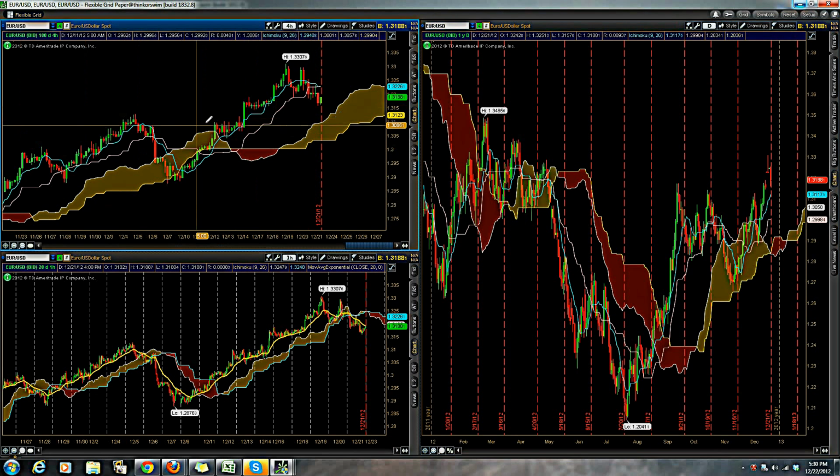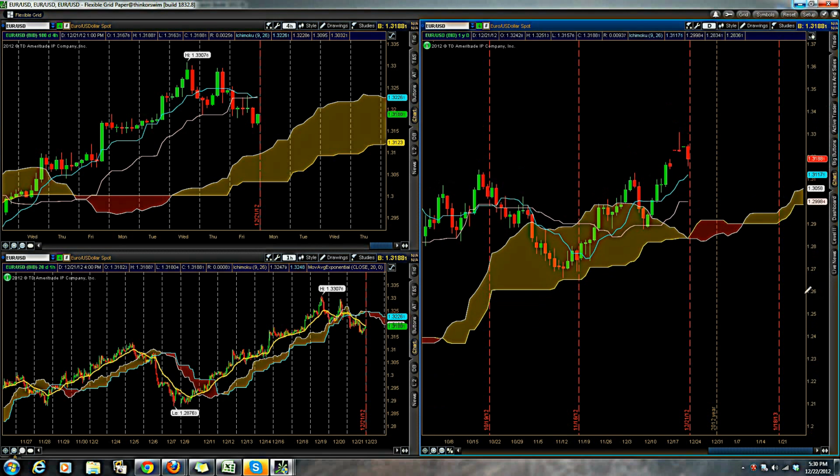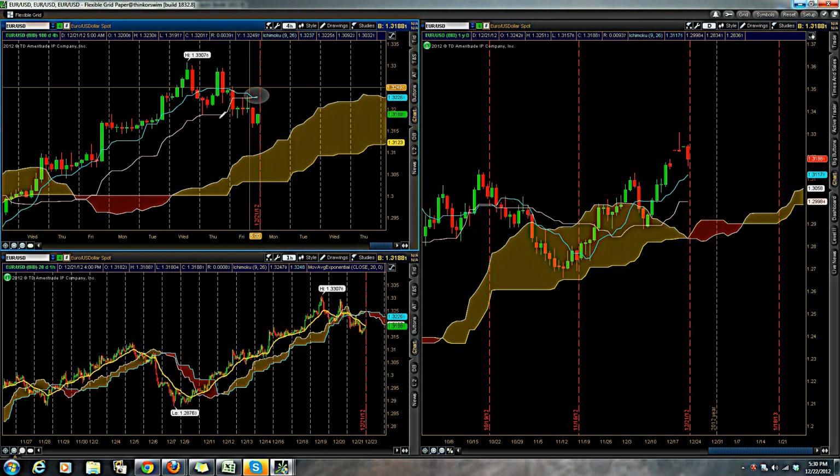Euro dollar. Euro dollar right now, we got this bearish Tenkan-Kijun crossover. However, it's not the type of crossover that you would take a short trade in, because one, you still have the Kijun pointing to the upside, and you have a flat Tenkan indicating that price is not really giving you that down pressure that we're looking for, like we've seen on Kiwi and on Aussie.